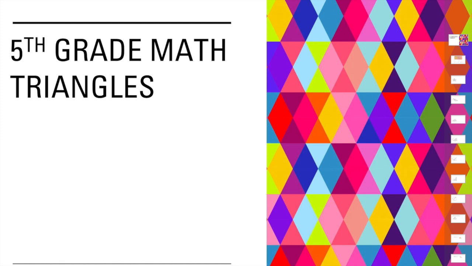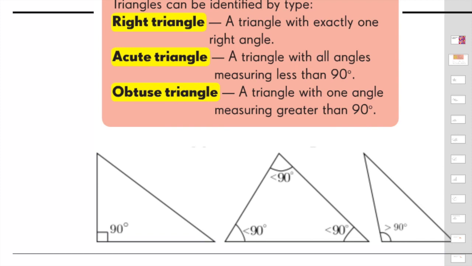In today's lesson, we're going to learn about classifying triangles as acute, obtuse, and right triangles, and continue our work with finding the area. Now, just like we said, we can have a right angle, an acute angle, an obtuse angle. We can also have a right triangle, an acute triangle, and an obtuse triangle. So let's talk a little bit more about those.